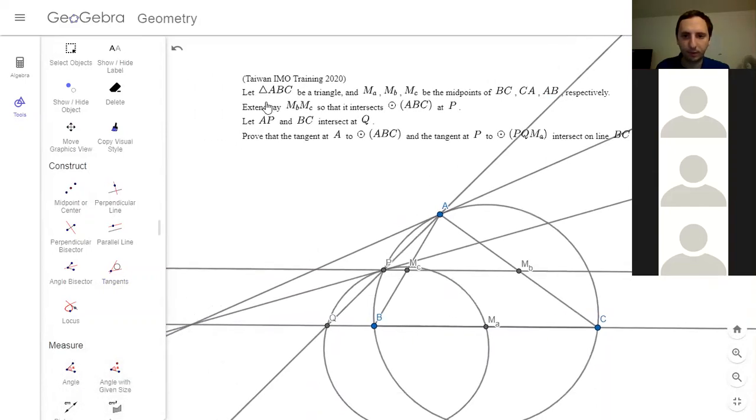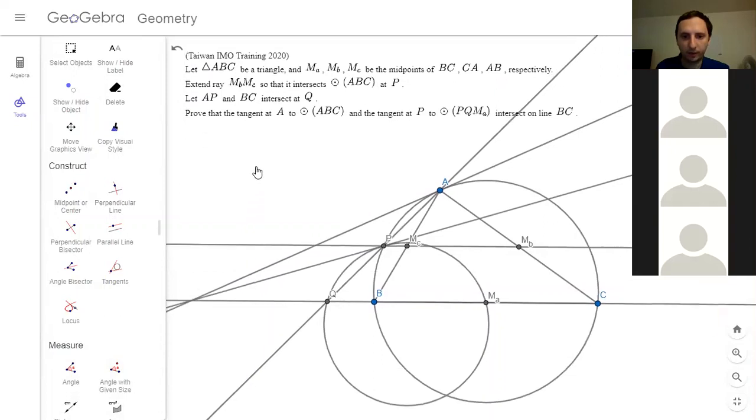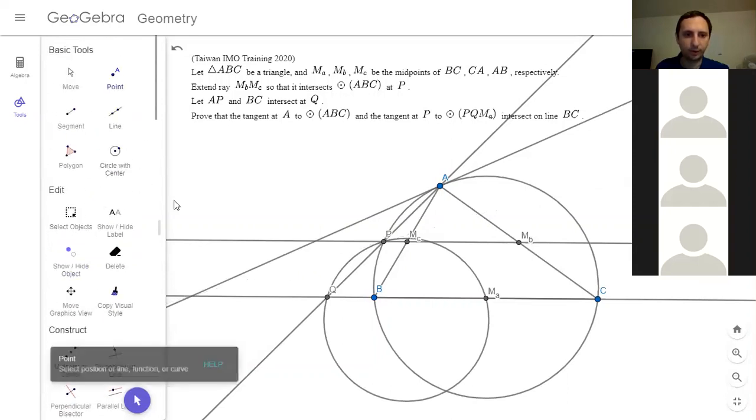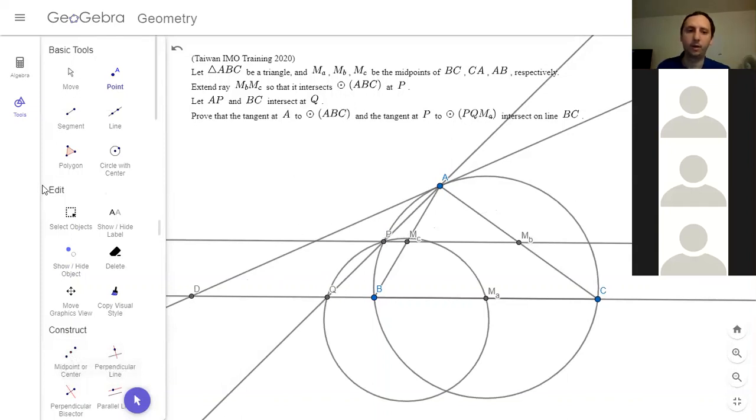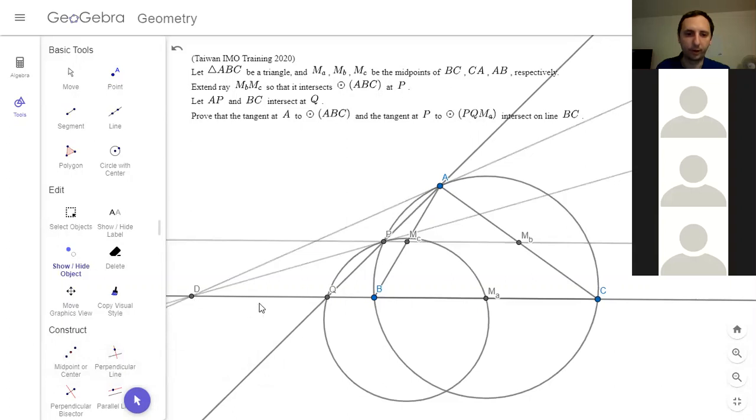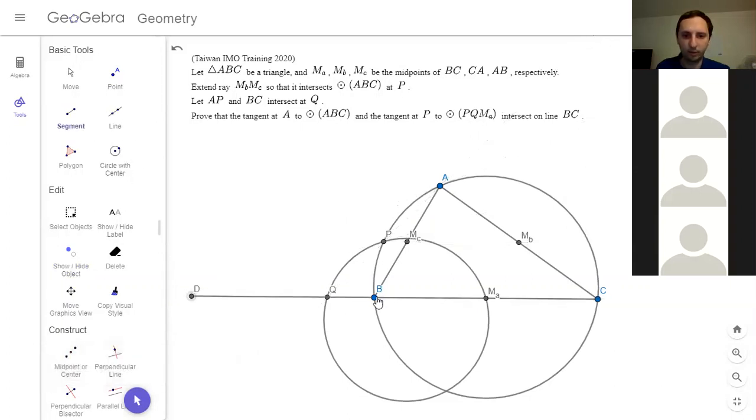All right. Let me hide some stuff. Maybe it might be best to show. Yeah, like I could draw the intersection of two of them, and then we want to show DP is tangent. That's one way to do it. So I think I'll just stick with trying to do it that way.